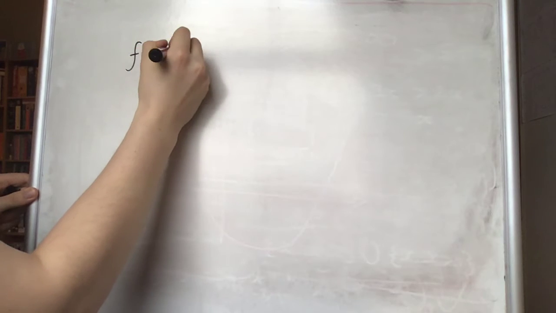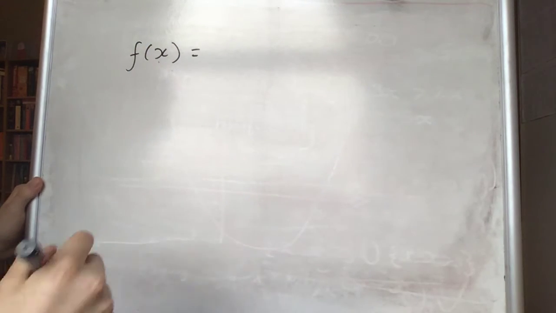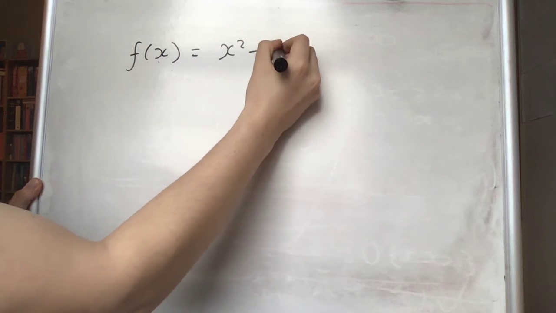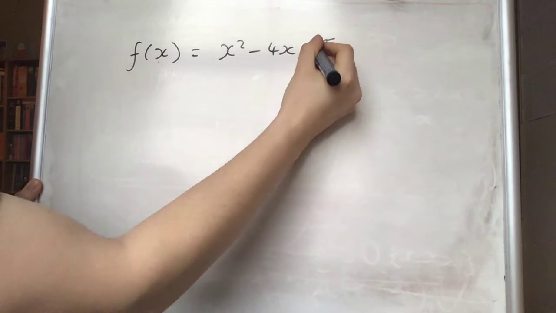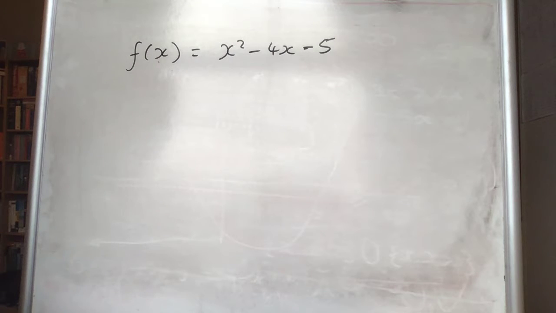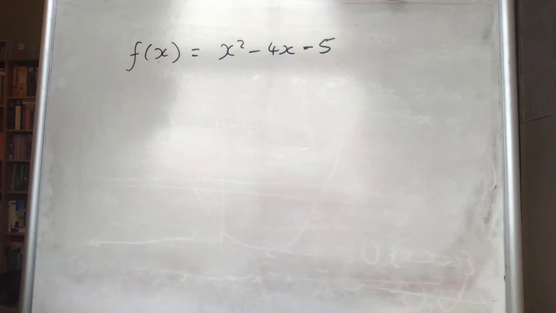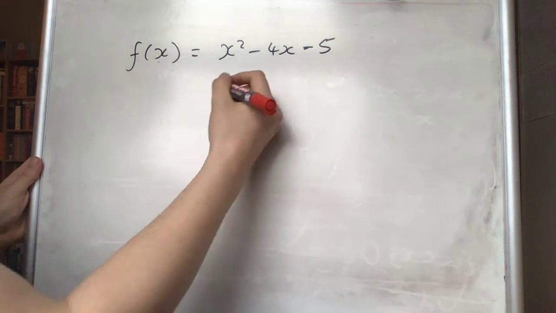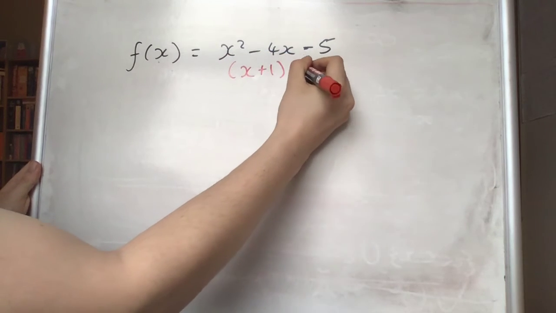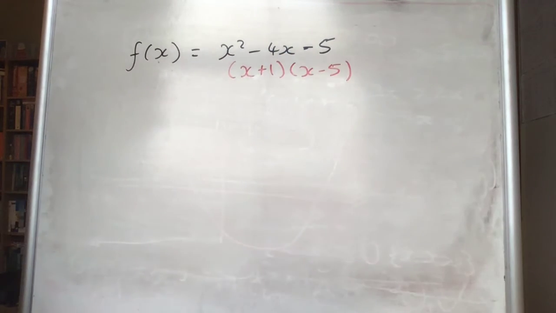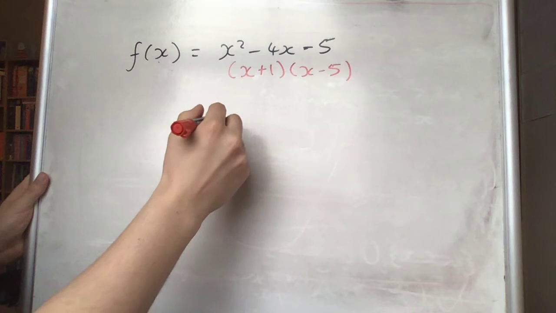Let's say we have a function of x, like such, which is equal to x squared minus 4x minus 5. Now, I'm not going to solve this quadratic expression because we should know how to do that already, and all I want to do at this stage is to show you some key principles about quadratic inequalities. So I'm just going to quickly give you the solution to this quadratic, which is (x plus 1)(x minus 5). And we can therefore draw this quadratic graph.